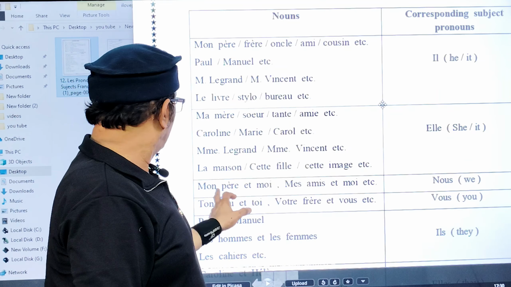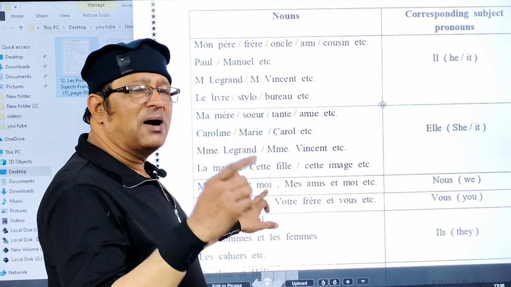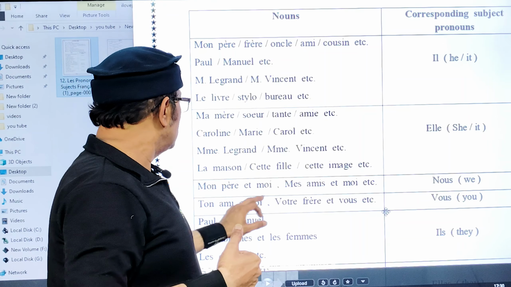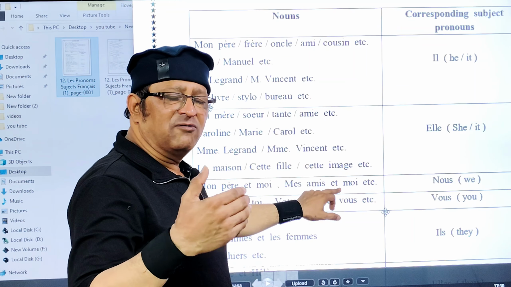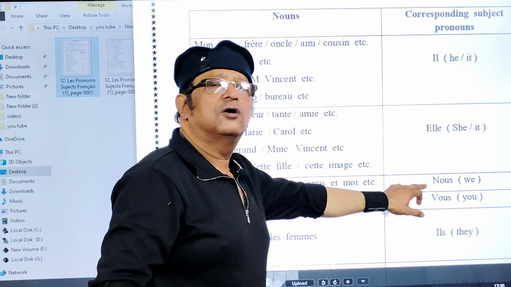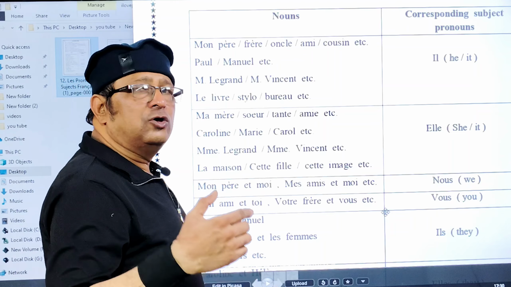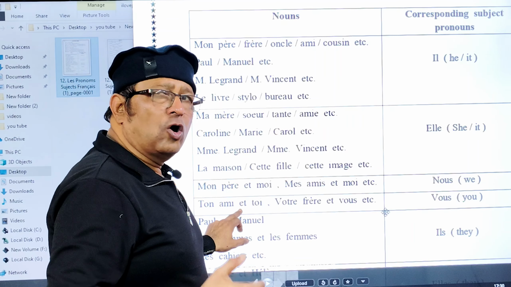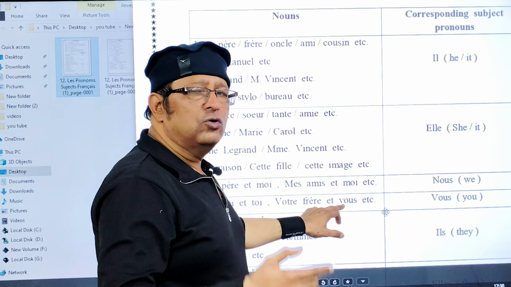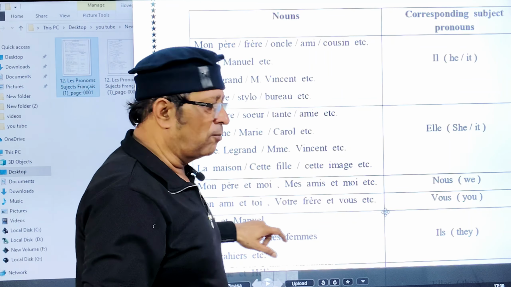Then you can see here, mon père et moi. My father and me. My father and me means we. Then mes amis et moi. My friends and me. We. We have to conjugate the verb with nous form. Then ton ami et toi. Your friend and you means both of you. Votre frère et vous, your brother and you means both of you. We have to use vous form.